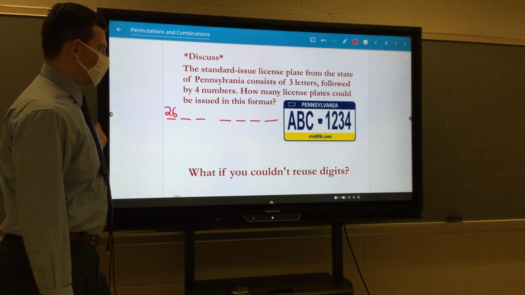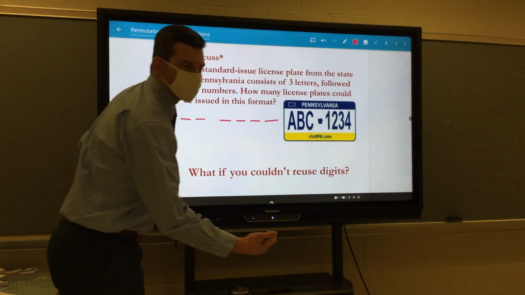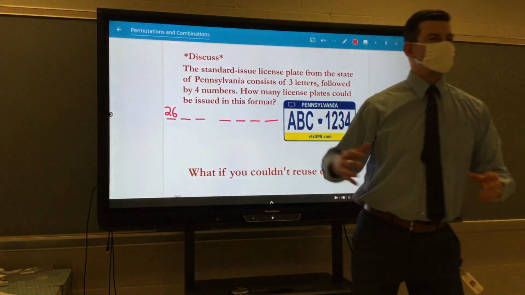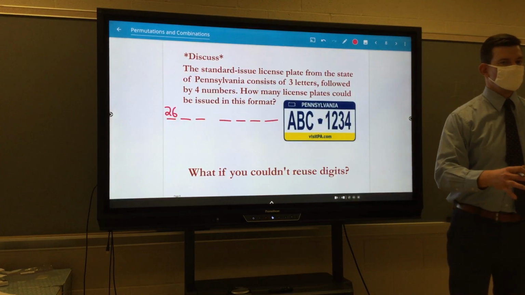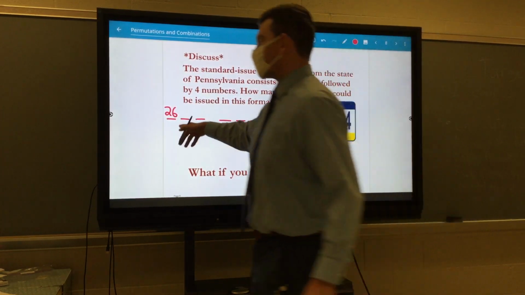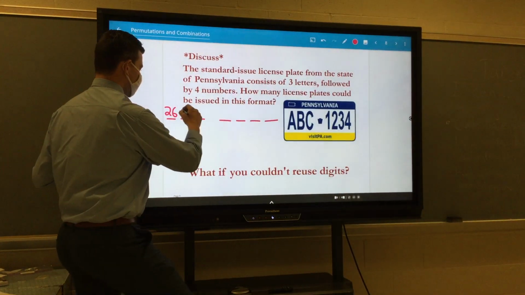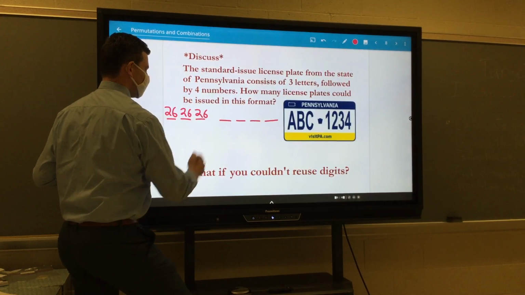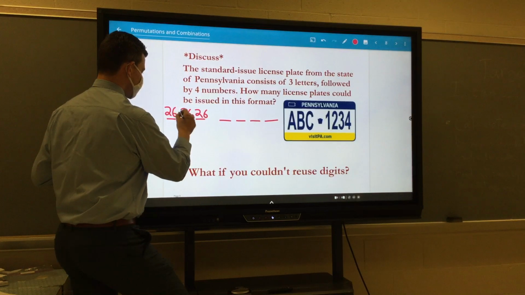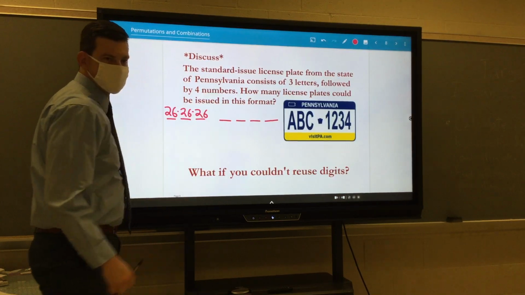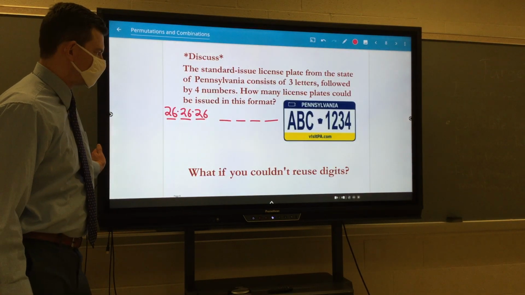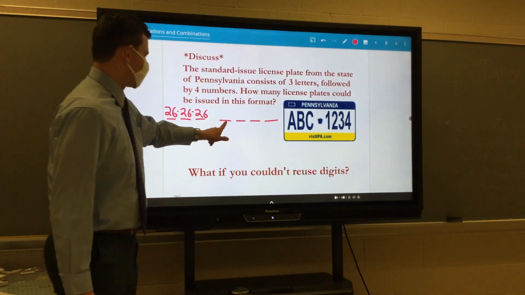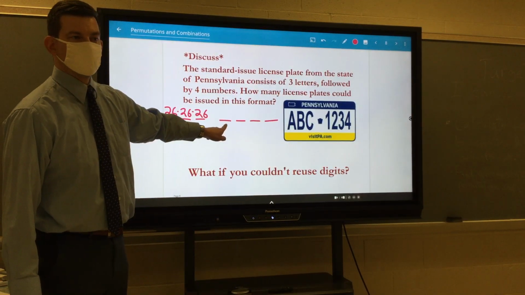Now, we can repeat. It doesn't matter. We could have AAA as our letters on our license plate. So for our second slot, 26 options again. Third slot, 26 options again. And these will be multiplied together. For the numbers, how many possibilities do we have for this first digit?